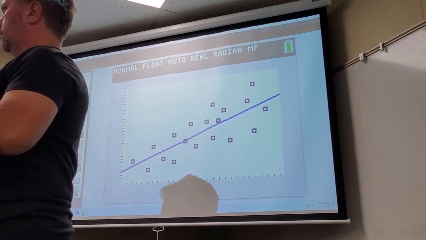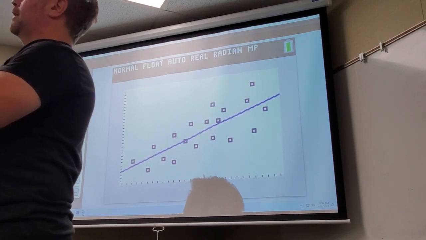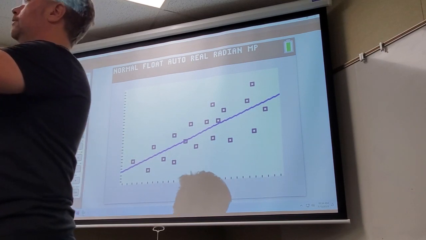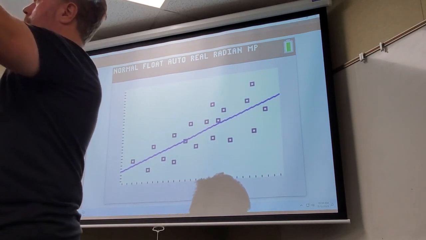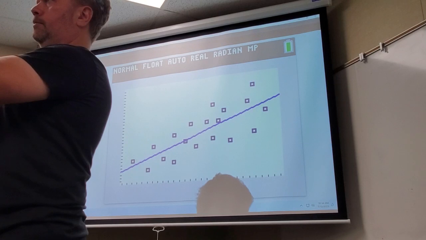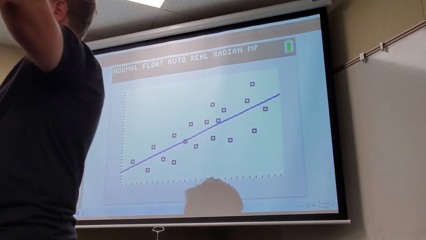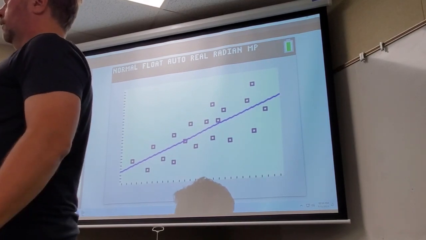So R measures how tight to the line the data points are. The closer it is to 1 or negative 1, the tighter they are to the line. At 0, it's not even a line. It doesn't seem to be going anywhere. It's all over the place. Is that better?